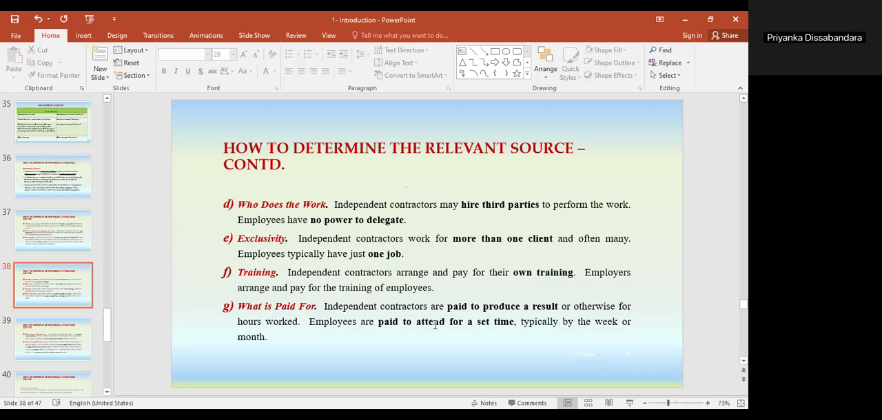And he cannot delegate his power, so he has to do that job by himself. The next one is training. Independent contractors arrange and pay for their own training. They should gain their traits. But the employers arrange and pay for the training of employees.